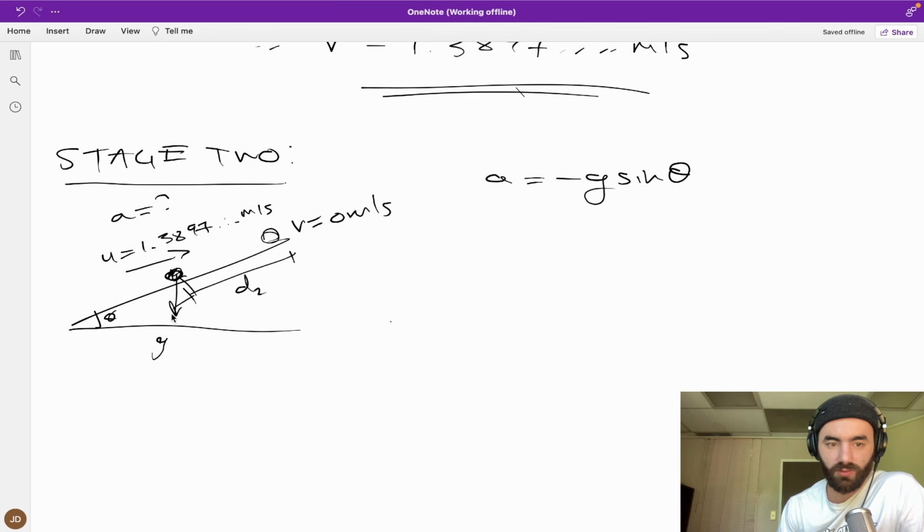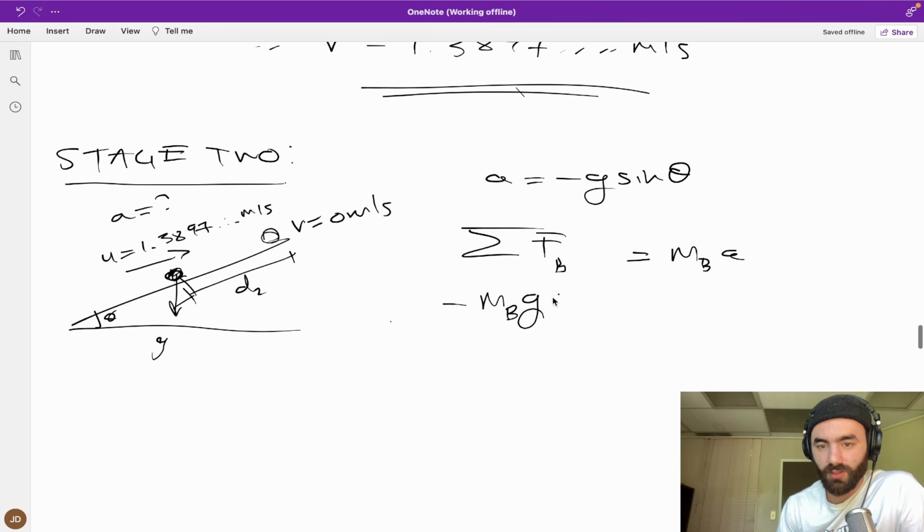The acceleration down the slope just comes from, if you want to be super clear, the forces acting upon particle B being equal to the mass of B times the acceleration of B. And the forces acting on particle B, now it's in free motion, is just the weight due to B down the slope. So it's just minus mB g sine theta equals mB a. That cancels with that, and you get exactly what I have here.